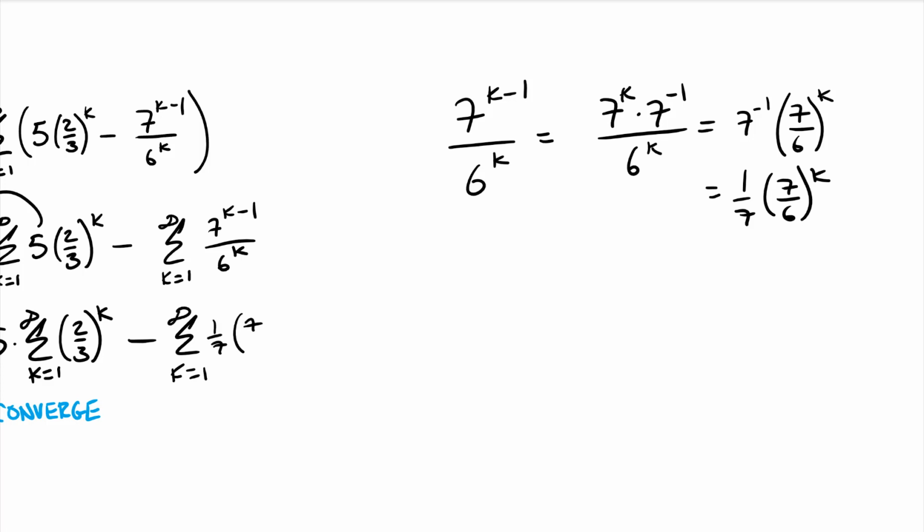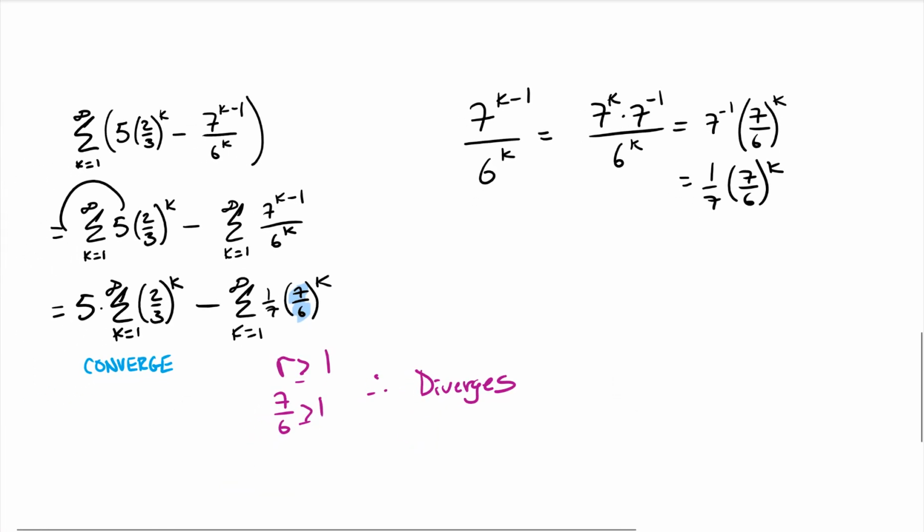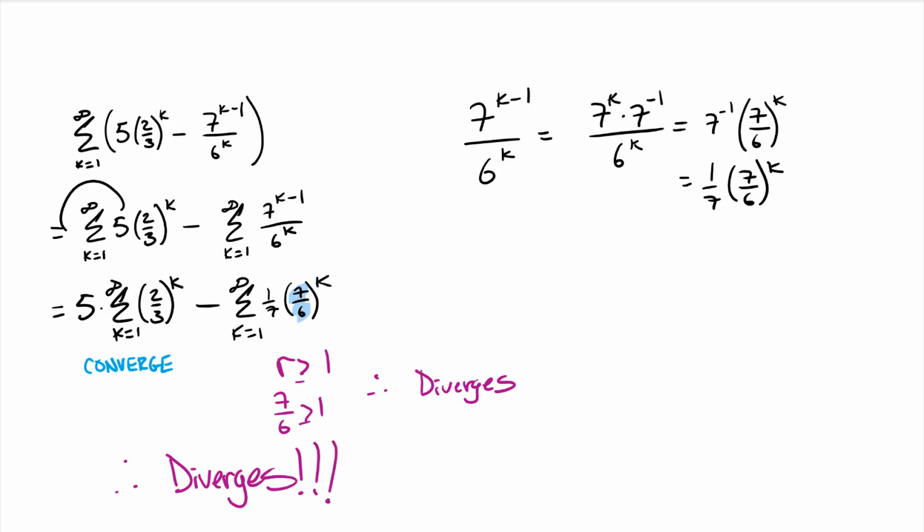Wait a second. What's our r? Uh-oh. R is greater than 1. 7 over 6 is greater than 1. Therefore, that diverges. So if one piece diverges, the whole thing diverges. Therefore, the whole sum diverges.